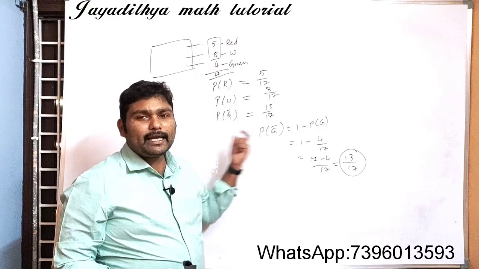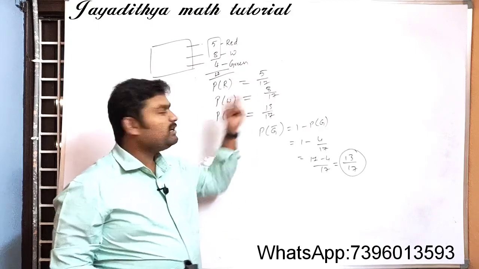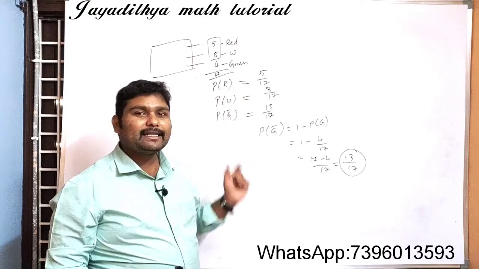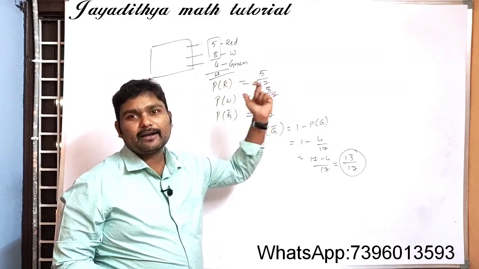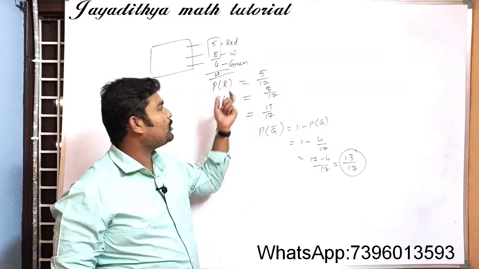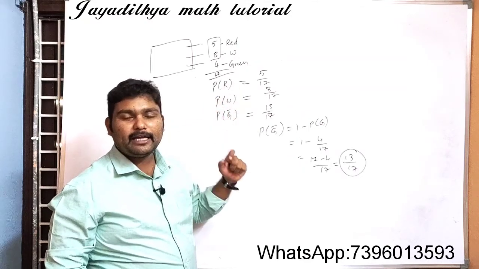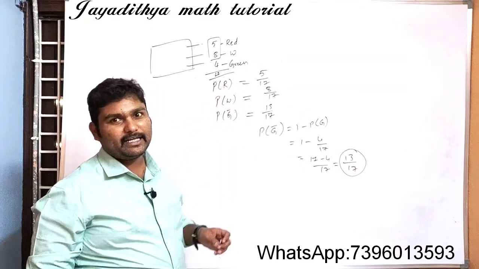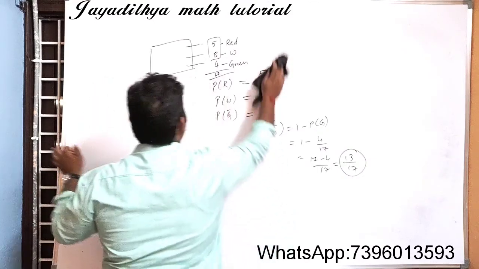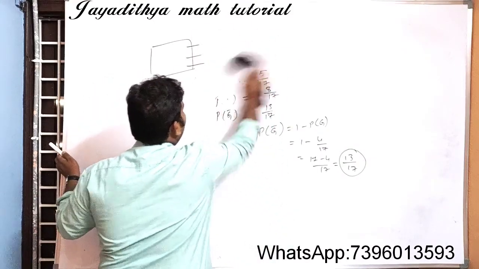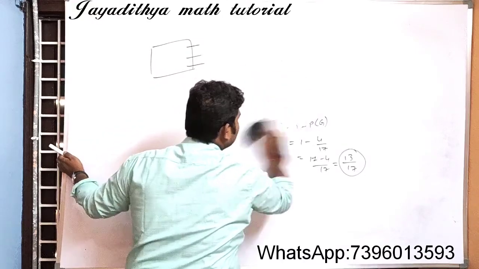See here, while looking at the problems it is very simple, but when you are writing a solution you should write clearly. So you should mention there are 5 favorable for red and total 17. Therefore probability of red ball is favorable by total, that is 5 by 17. In that way you need to write. You see the examples and practice how to write them. Okay, this is the case.